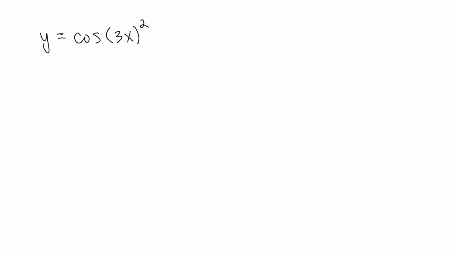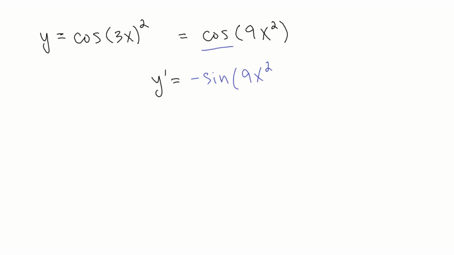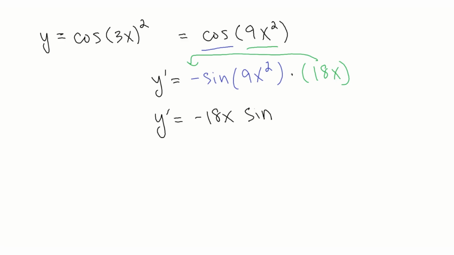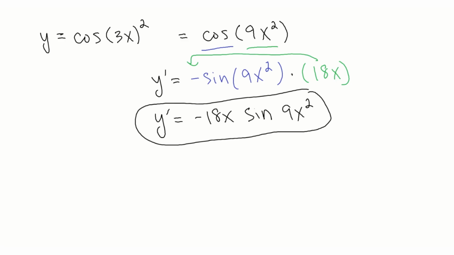This one looks similar to our first example. The exponent here applies to the 3x, all before the cosine is taken. We can rewrite this as cosine of 9x squared. Now apply the chain rule. The derivative of cosine is negative sine. Again, leave the inside alone, then multiply by the derivative of the inside, which is 18x. Bring that guy to the front. And there's y prime.